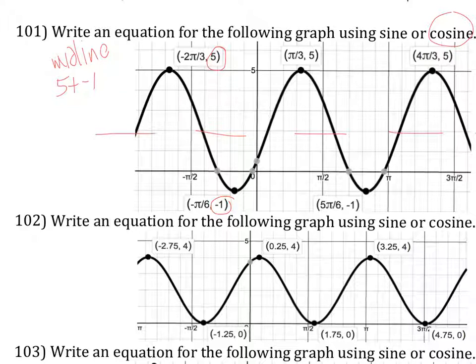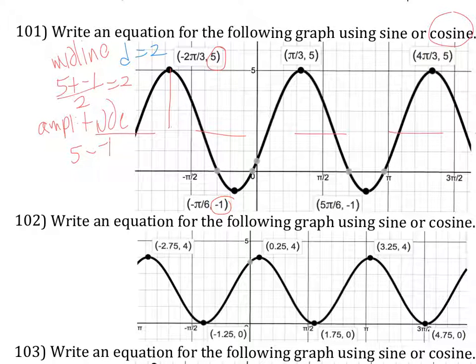So 5 plus -1 divided by 2 is going to be 2. That means that my d value is 2. Okay? Second thing I'm going to identify is amplitude. Amplitude is the distance from the midline to the top, otherwise known as half the distance from the top to the bottom. The easiest way for us to do this is the y-coordinate of the top minus the y-coordinate of the bottom, divided by 2. So half the distance between the top and the bottom, which would be 3. That means that my A term is 3.